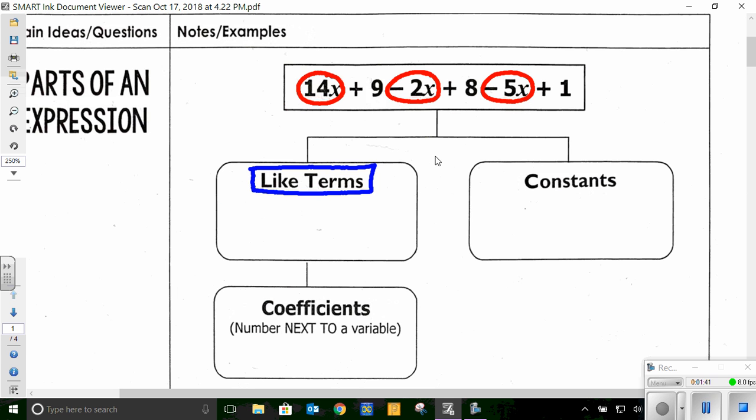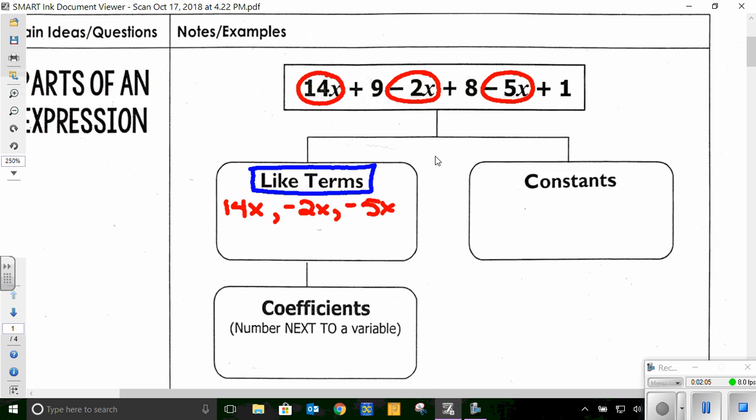So my like terms so far for my variables, these all have a variable in it: I have 14x, I have negative 2x, and I also have negative 5x. So do make sure that you are keeping those signs with it, because again, that minus becomes a negative when needed. Now we also have some more terms to circle.